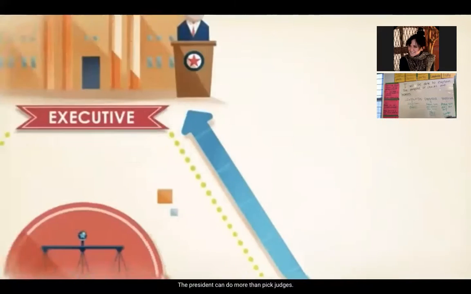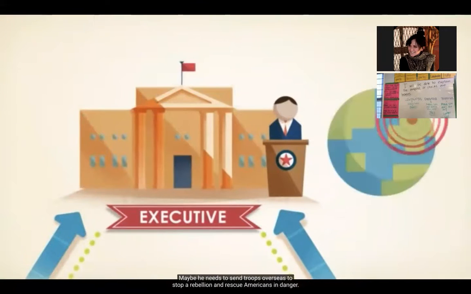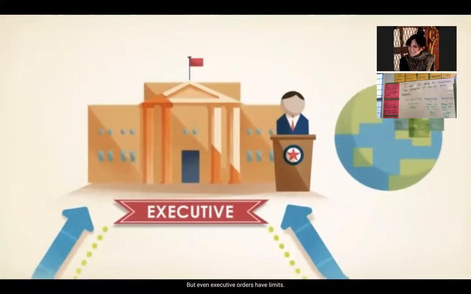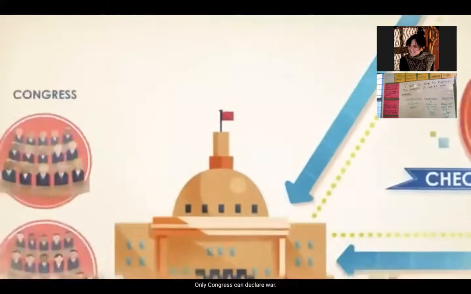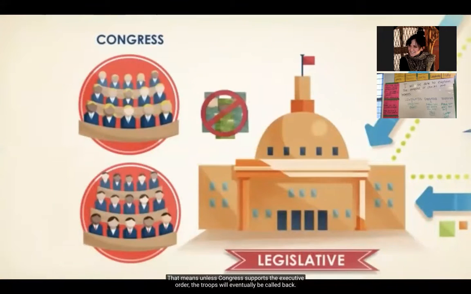The president could do more than pick judges. The president has the power to issue an executive order to deal with some situations, like if there's an emergency. Maybe he needs to send troops overseas to stop a rebellion and rescue Americans in danger. But even executive orders have limits. Only Congress can declare war. That means unless Congress supports the executive order, the troops will eventually be called back.